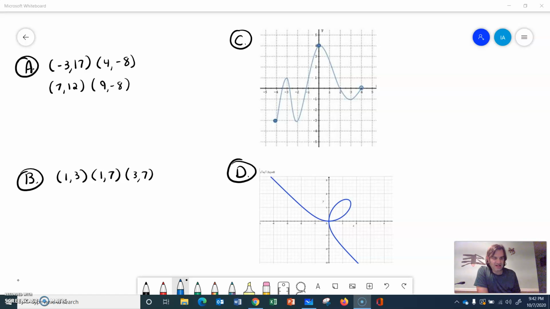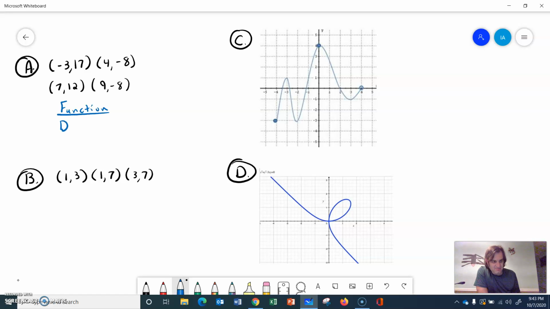So the first one here, A, is a set of points. -3, 17, then the point 4, -8, the point 7, 12, and then the point 9, -8. And we have a function because every x here is different.